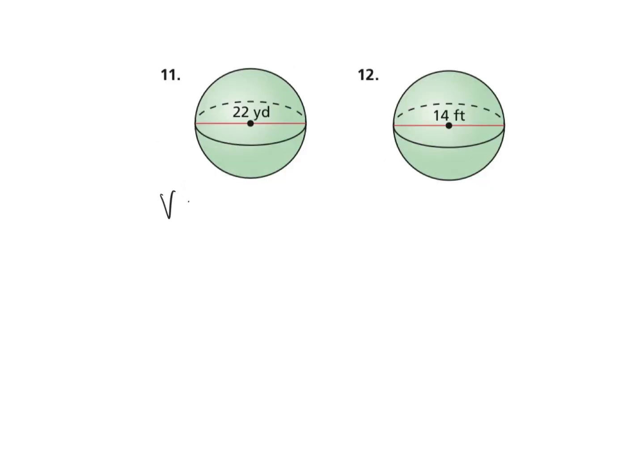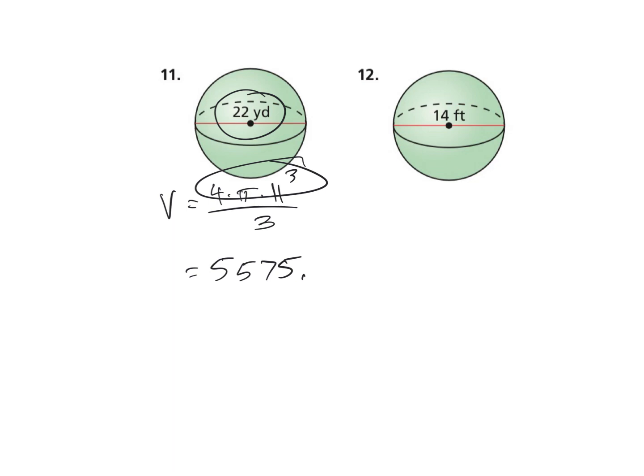And again, volume equals 4 times pi times the radius. The radius here is 11. The diameter there is 22. 11 cubed, and then divide by 3. Again, do the top first. 11 cubed times pi times 4, and then we divide by 3. You get 5,575.28 cubic yards.